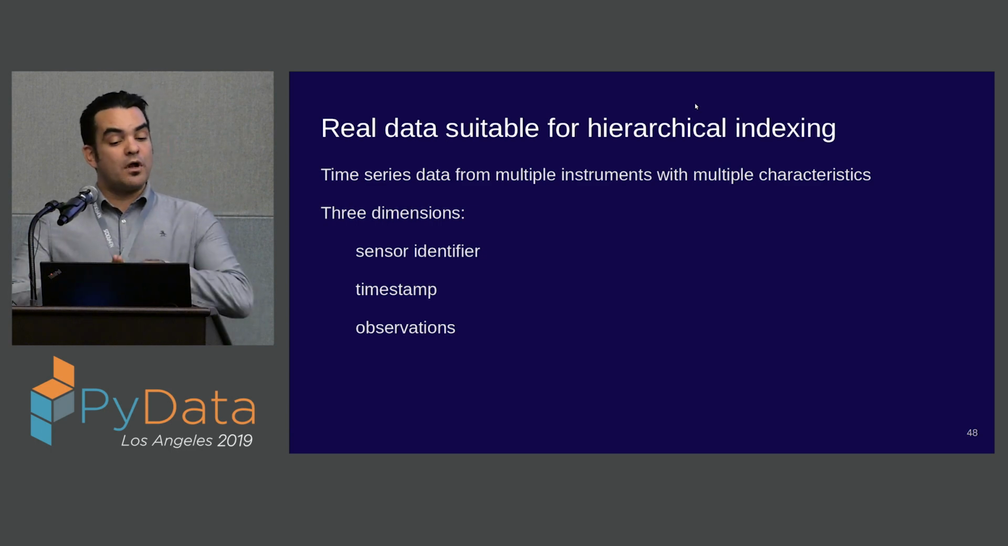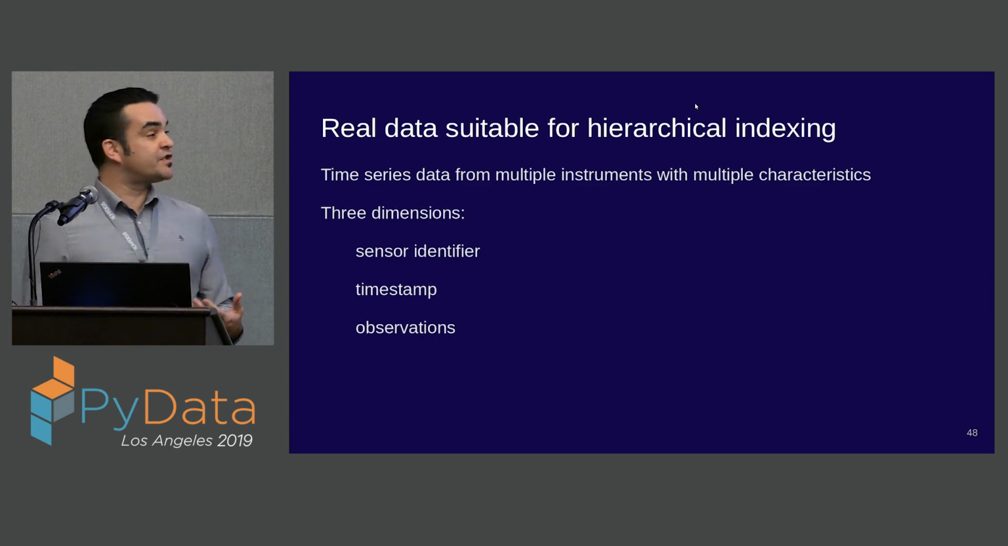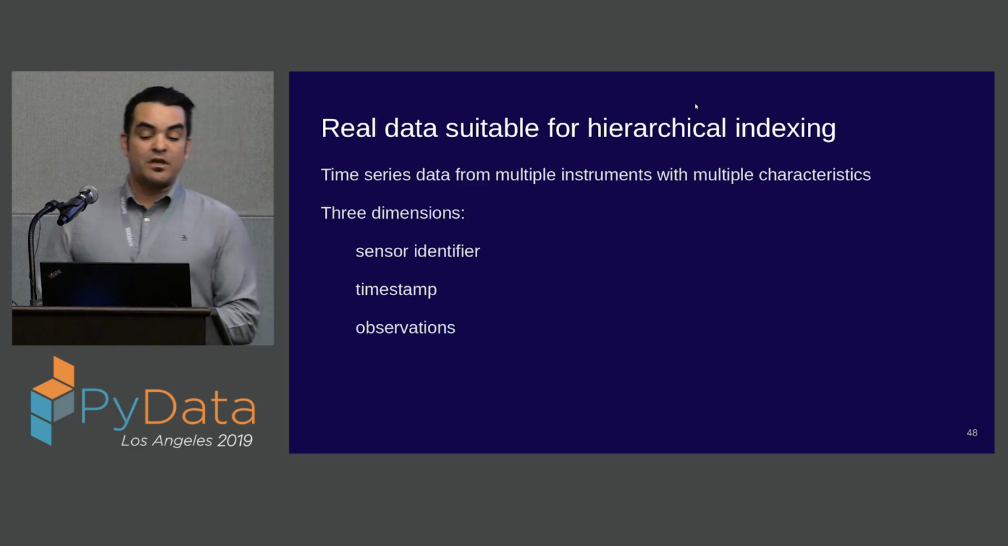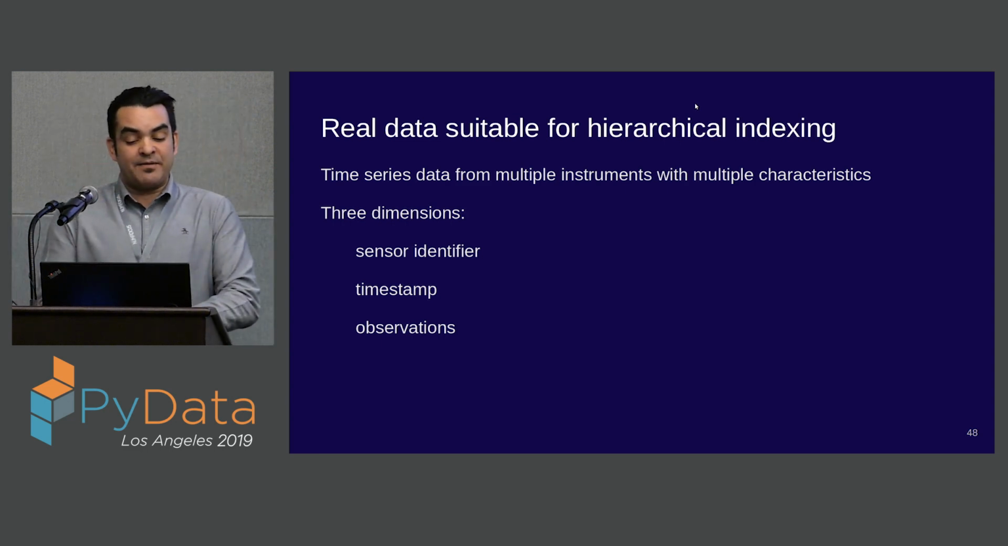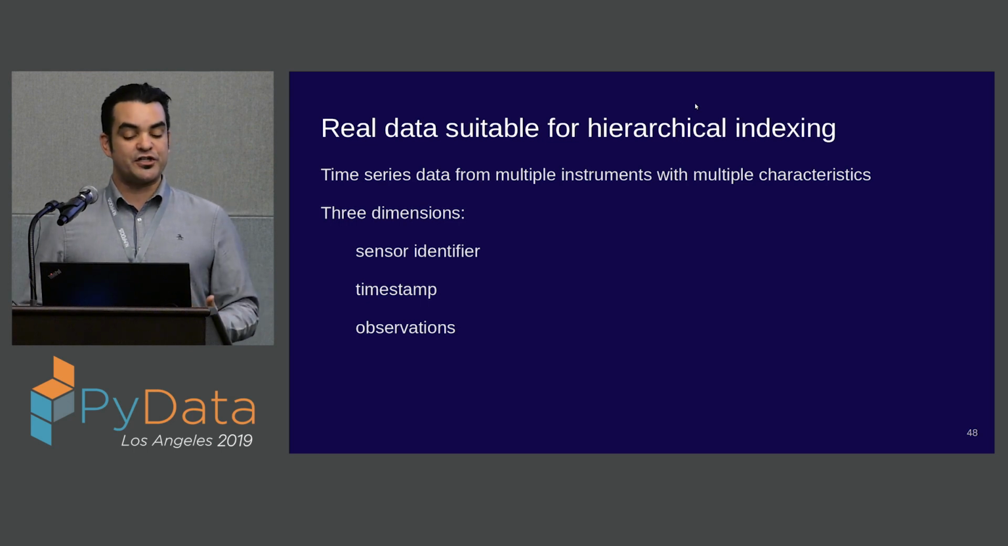All right, so we're going to now look at some real data which is suitable for hierarchical indexing. What we're going to do is look at some time series from multiple instruments with multiple characteristics. And we're going to use 3 dimensions, a sensor identifier, a timestamp, and a bunch of observations.